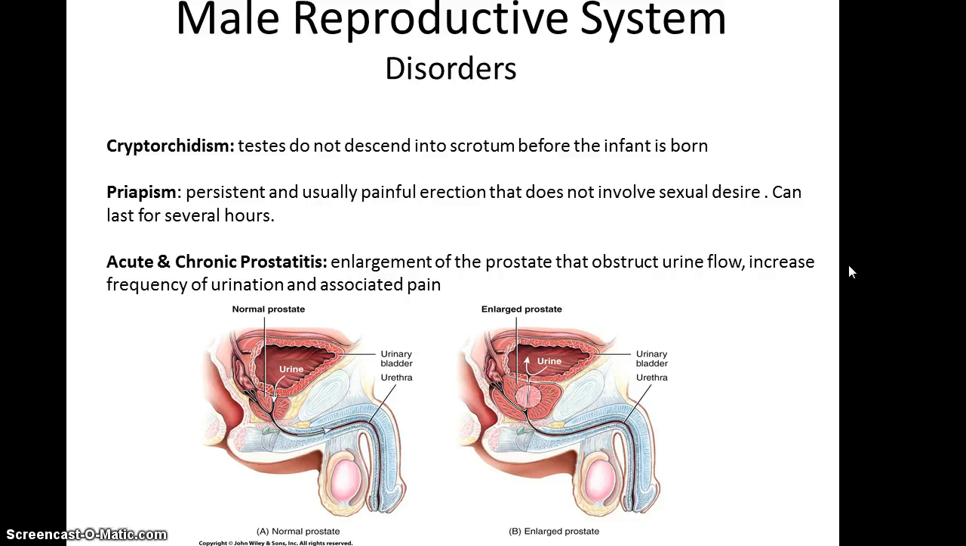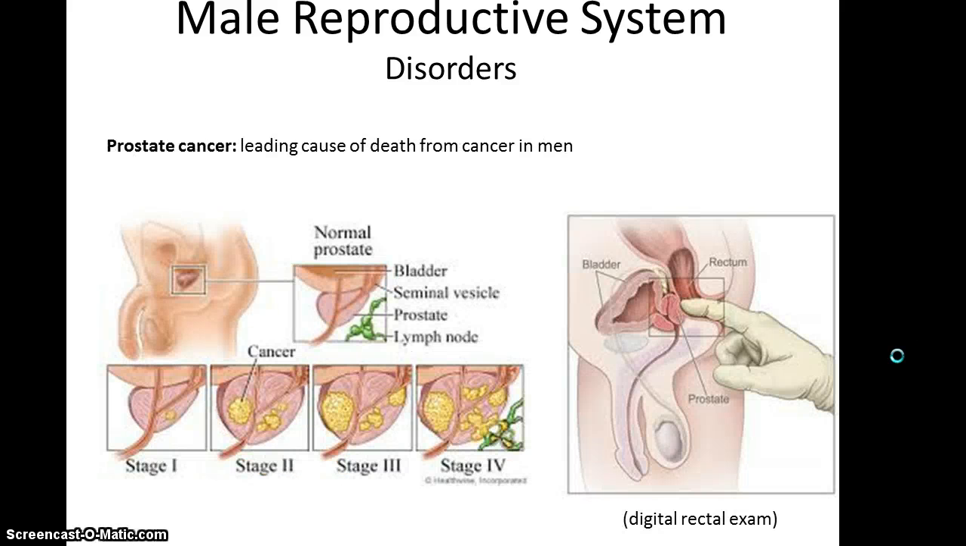And then there's acute and chronic prostatitis, which is enlargement of the prostate. And if the prostate gets bigger, since we have the urethra going through it, that can cause an obstruction to urine flow and can be very painful. And then there's prostatic cancer, which is the leading cause of death from cancer in men. It is cancer developing in the prostate, and the easiest way to test for this expansion of the prostate through cancer is a digital rectal exam.